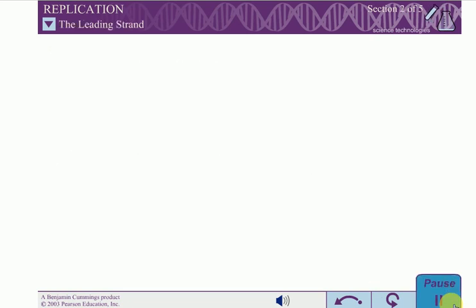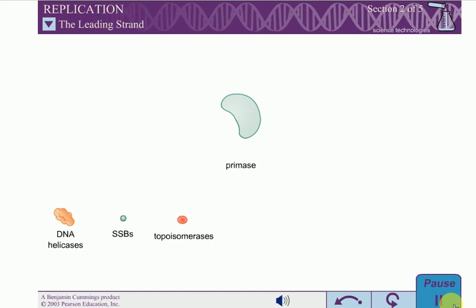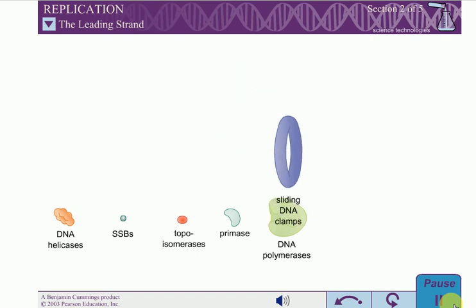Many proteins are involved in replication. These proteins include DNA helicases, single-stranded DNA binding proteins, topoisomerases, primase, DNA polymerases, sliding DNA clamps, RNase H, and DNA ligase.